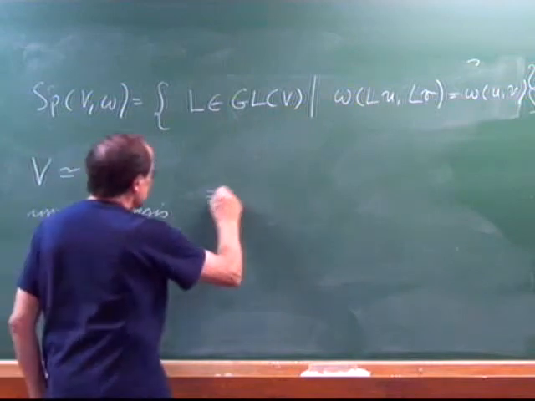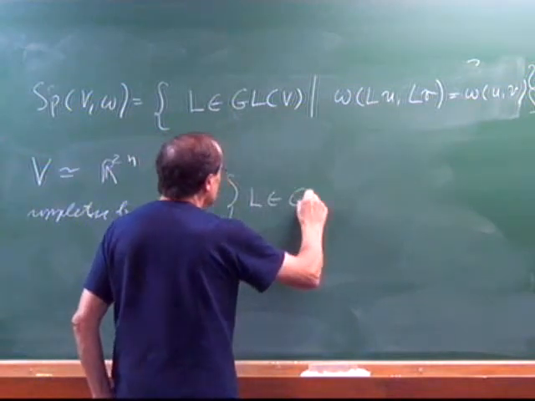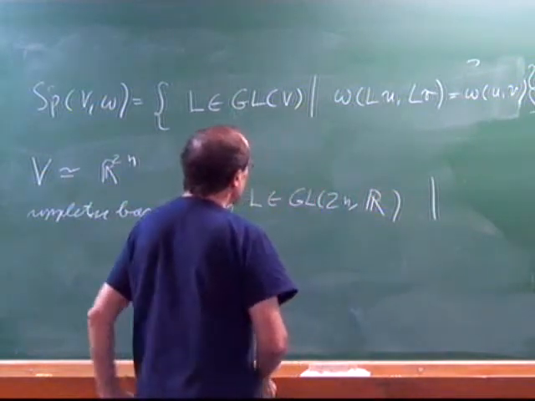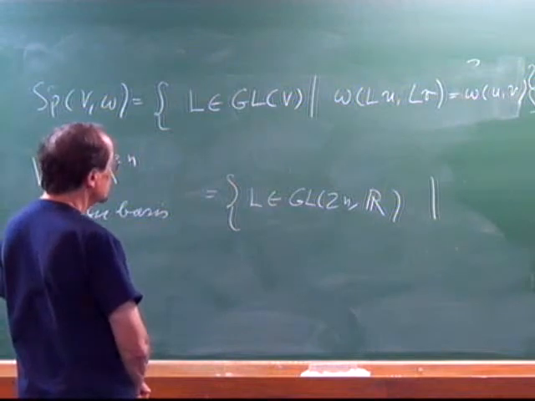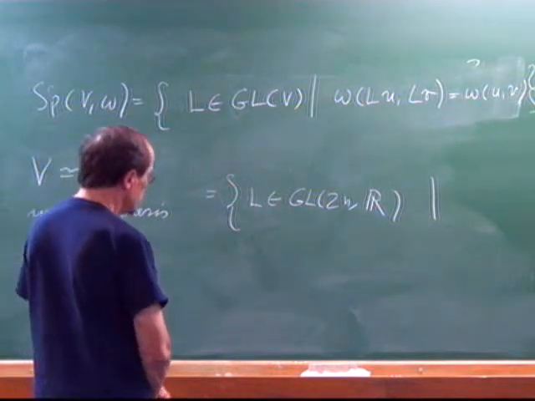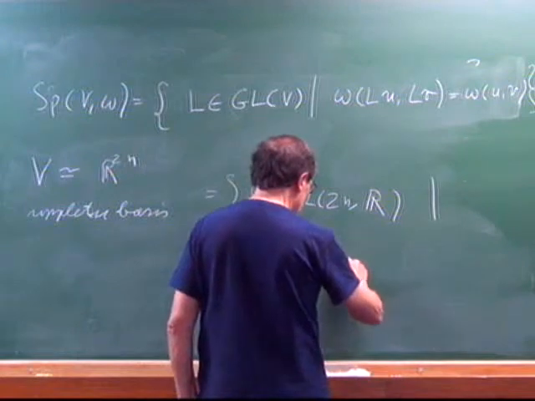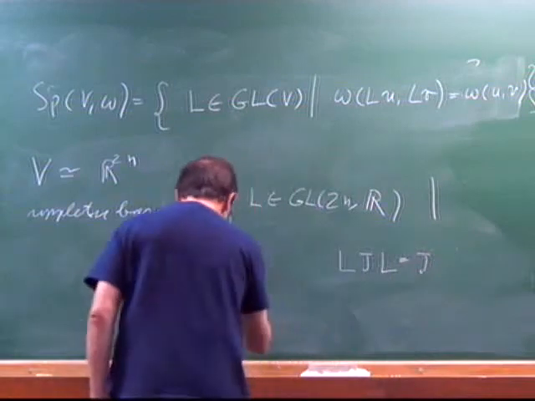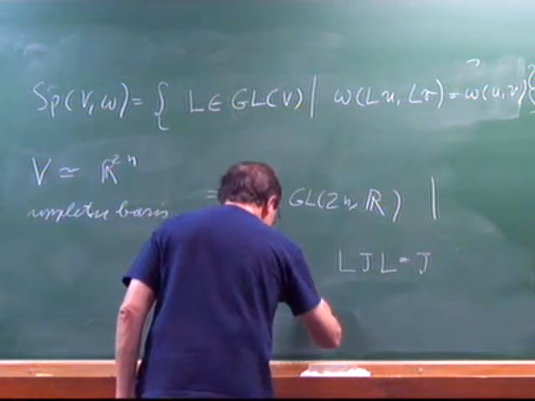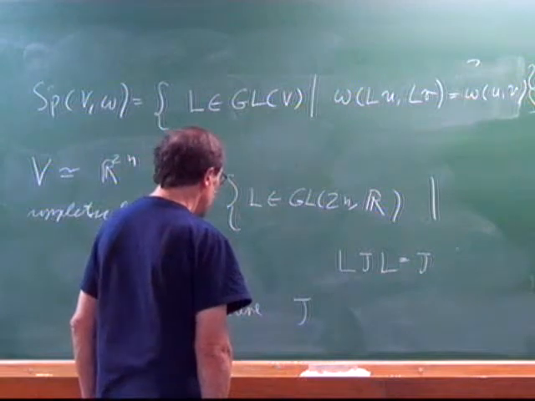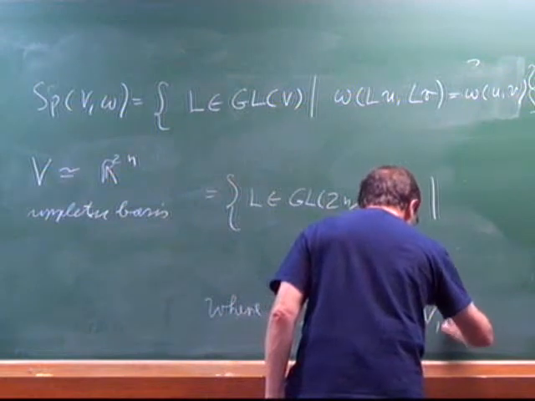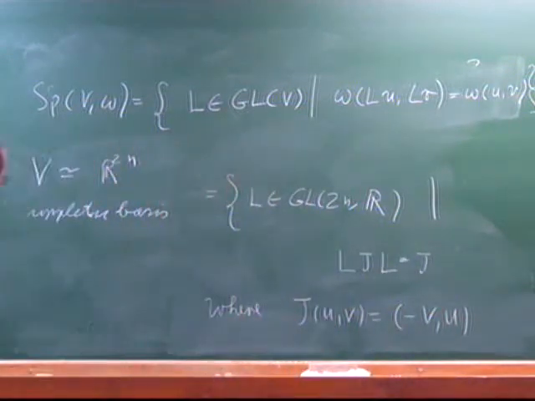And then this becomes the set of matrices with the property that L^T J L is equal to J, where J(u, v) is minus v, u, in the following sense. So what does that J have to do with this?